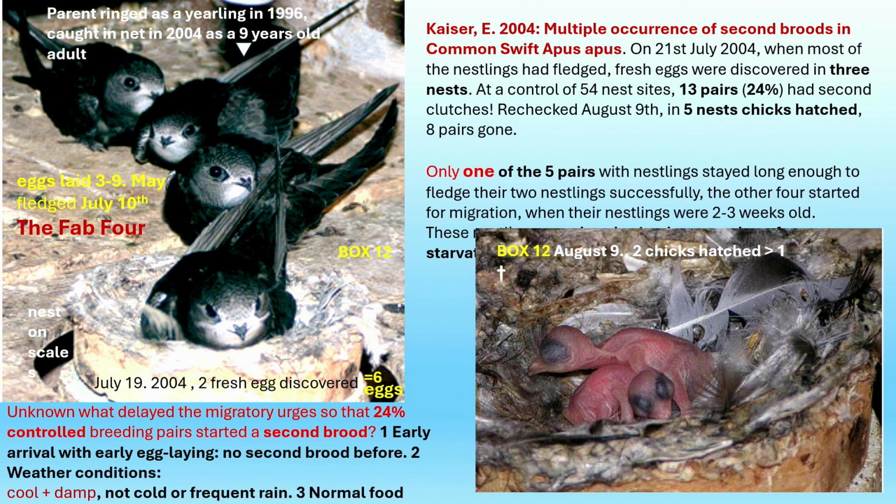One early arrival with early egg laying, no second brood before. Better conditions, cool and damp, not cold or frequent rain, normal food availability. So it remains a mystery why this happened. And only one of the 5 pairs was nestling, stayed long enough to fledge their 2 nestlings successfully.